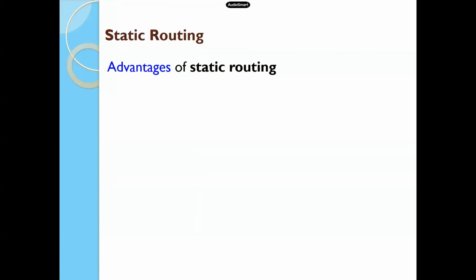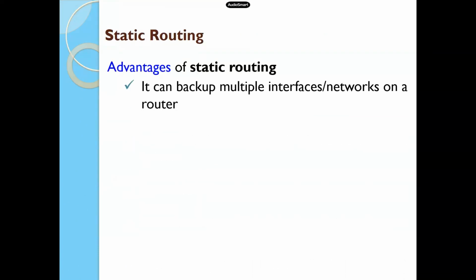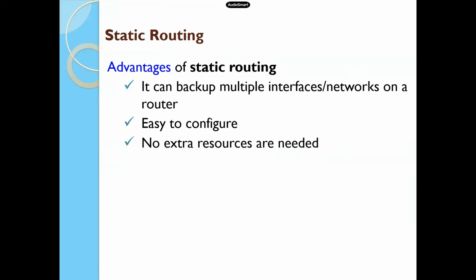All right, so what are the advantages of static routing? It can back up multiple interfaces and networks on a router because it happens manually. The administrator can use that. And probably you can tell it's easy to configure. It's just a simple line of command. And you don't need extra resources. It's a software, just a program, a code you run. And it's kind of more secure because you are the one who decides on these, let's say, IP addresses. It's the administrator who writes these commands. Unlike dynamic routing, it's the router who will make the decision by itself.